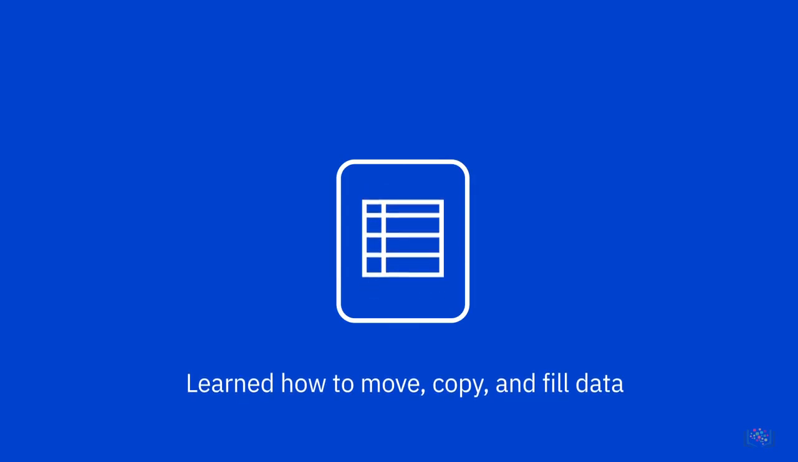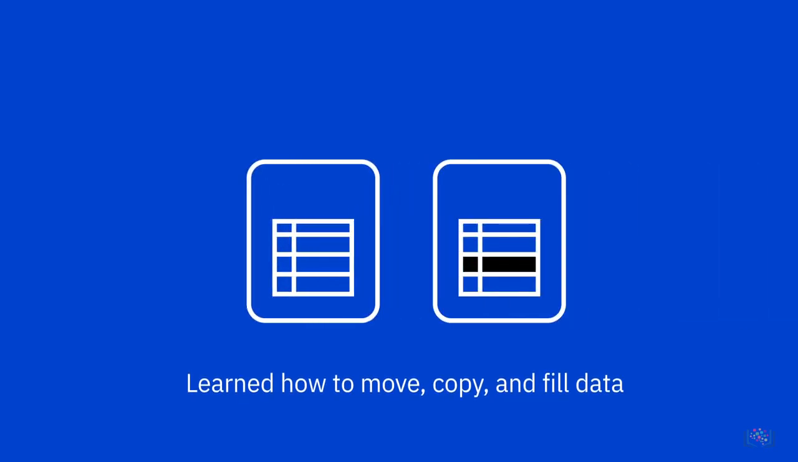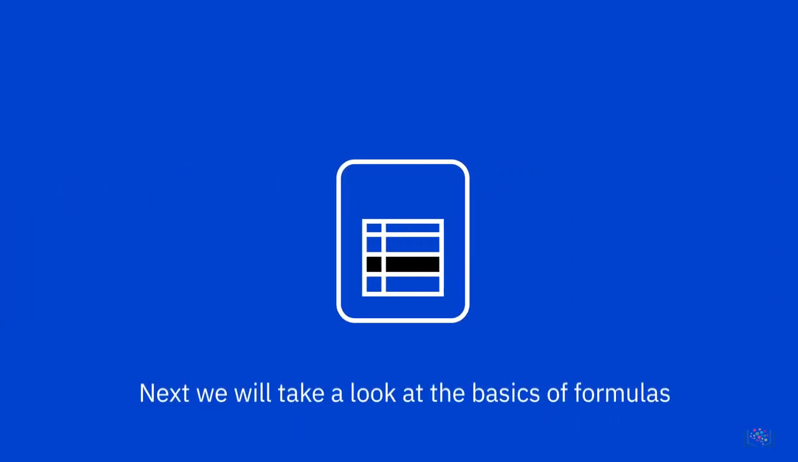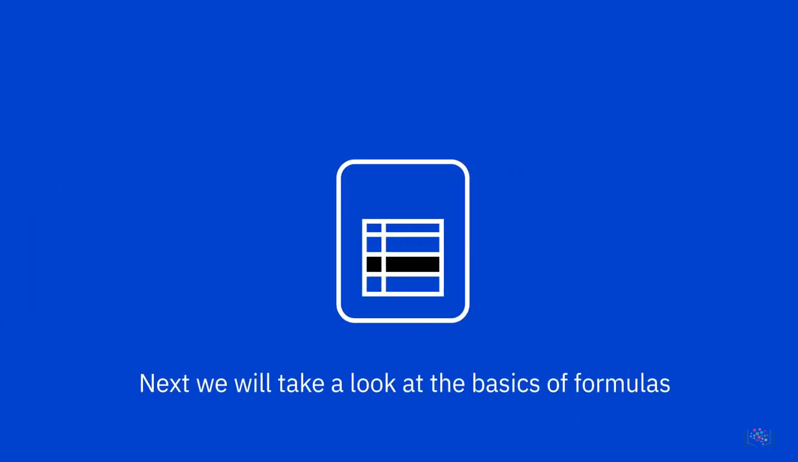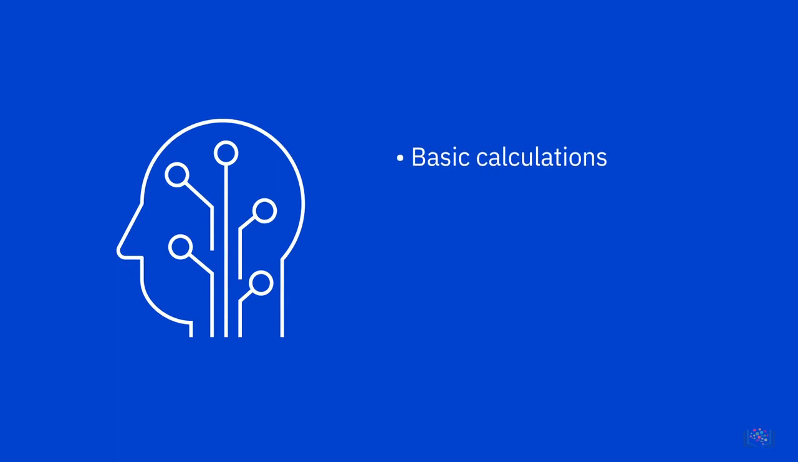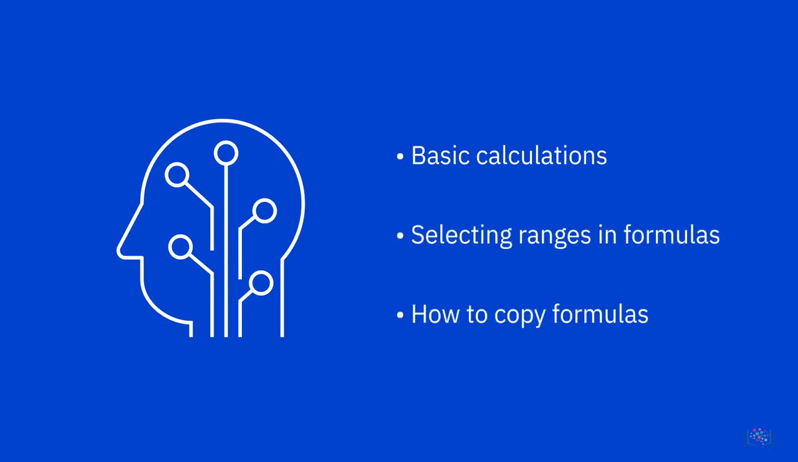Now that we have learned how to move, copy, and fill data, and how to format cells and data, next we will take a look at the basics of formulas, including some basic calculations, selecting ranges in formulas, and how to copy formulas. A typical formula is made of several key components.